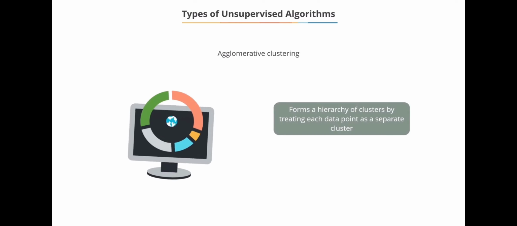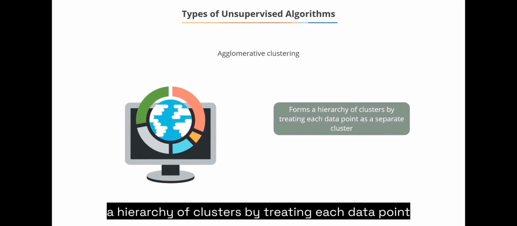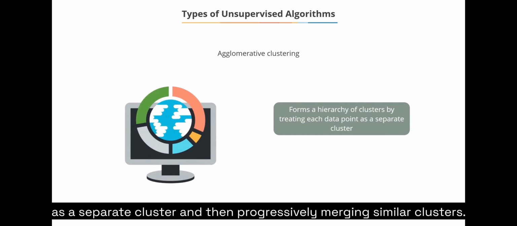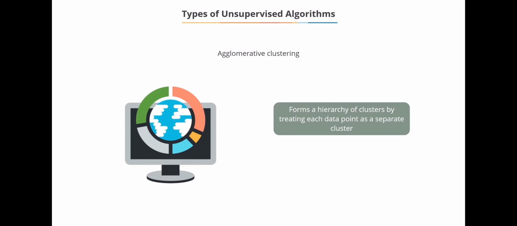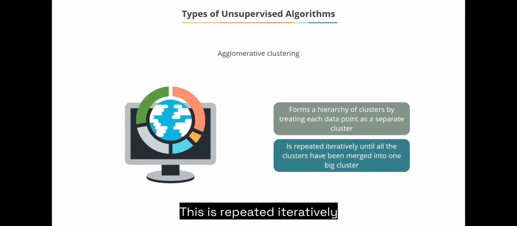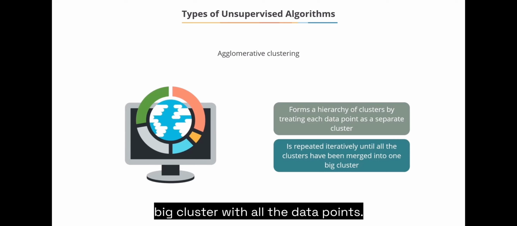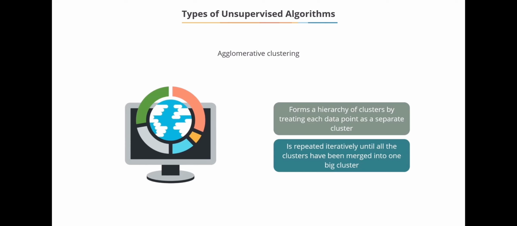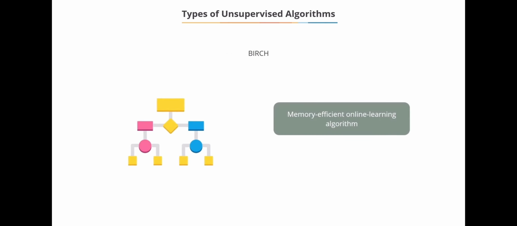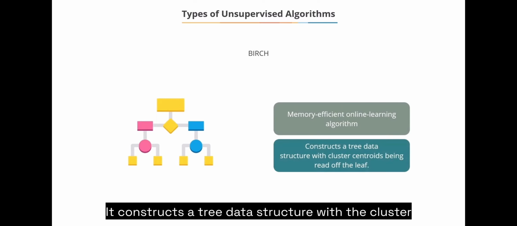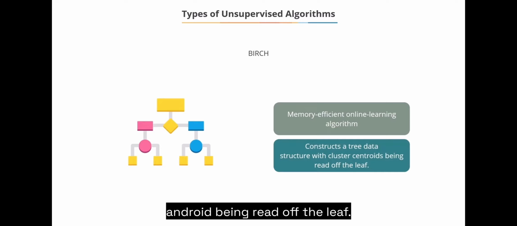Agglomerative clustering. This algorithm forms a hierarchy of clusters by treating each data point as a separate cluster and then progressively merging similar clusters. This is repeated iteratively until all the clusters have been merged into one big cluster with all the data points. BIRCH is a memory-efficient online learning algorithm. It constructs a tree data structure with the cluster centroid being read off the leaf.